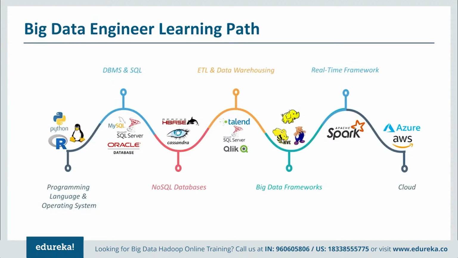Next up, you have your ETL and data warehousing tools, where you'll have to understand how to extract data from various sources, transform and clean your data according to the use case, and then load your data into a data warehouse. This is a very important skill which a data engineer should possess. Now, 60% of data engineer tasks will basically revolve around this.